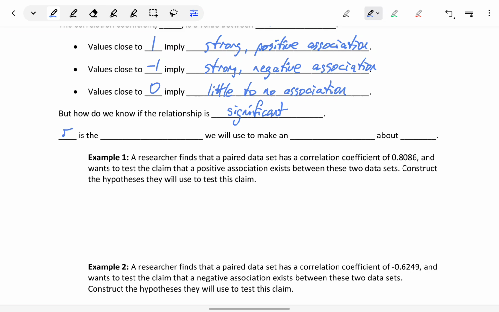r, the correlation coefficient, is the statistic that we'll use to make an inference about rho, which is kind of like a p sort of drawn with a little bit of a curl to differentiate it from the English letter p. This is the Greek letter rho, which represents the population correlation coefficient, which of course we could only know if we had all possible data that could exist on the variables that we're trying to study.